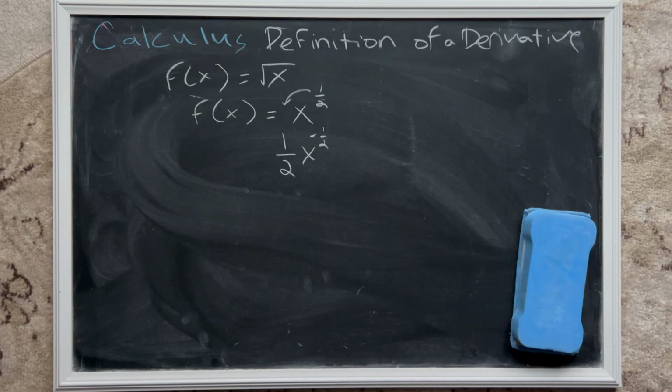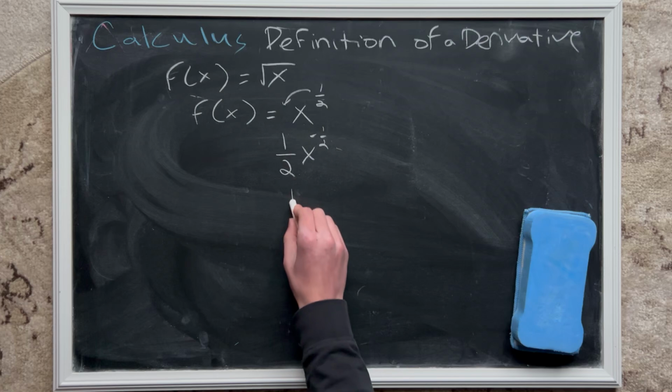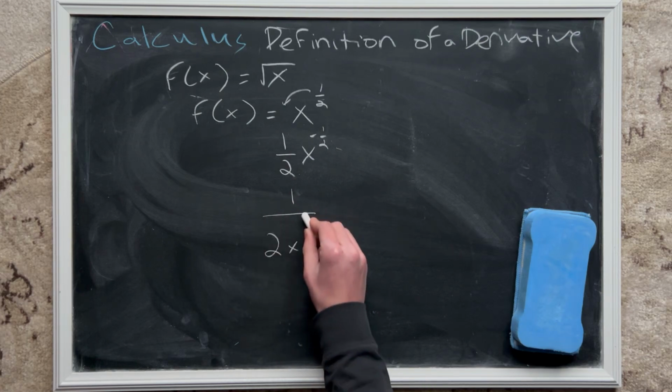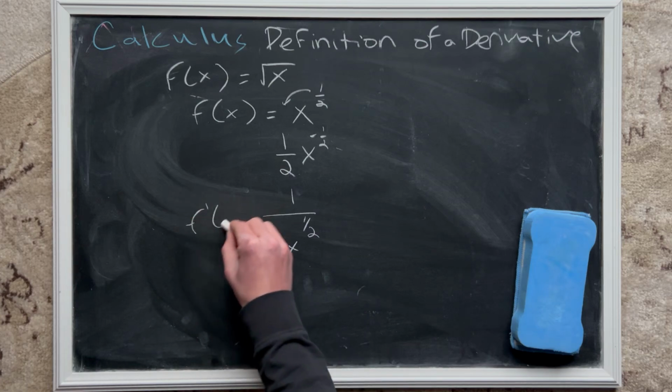And we're always going to want to bring the exponent down if it's a negative. We don't want to have a negative exponent. And a negative exponent, we basically just bring it down to the denominator. So 1 over 2x to the 1/2. All right? And that is f prime of x.